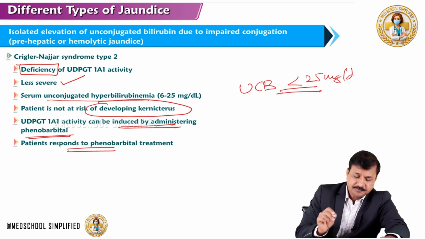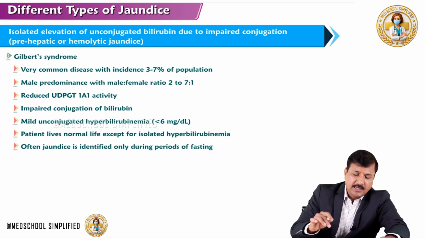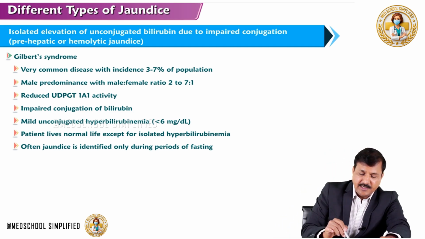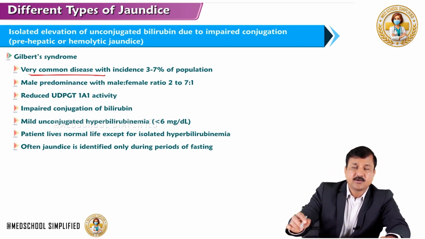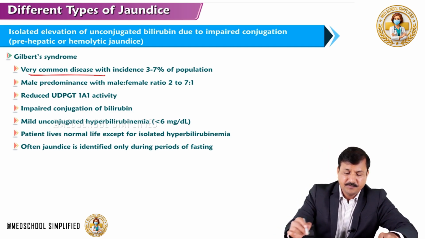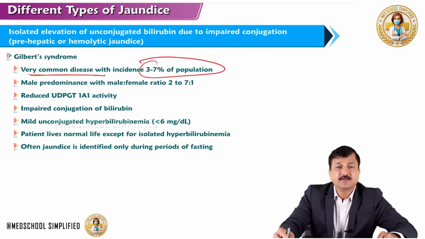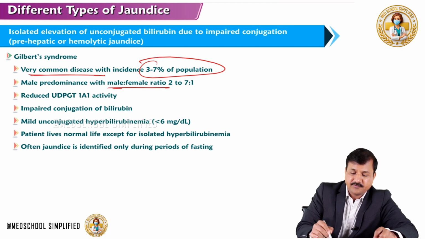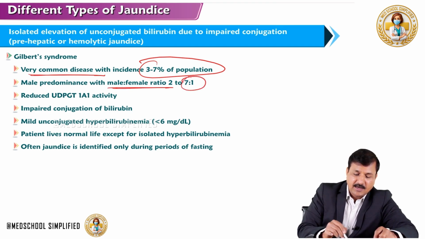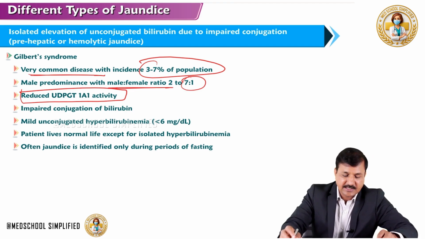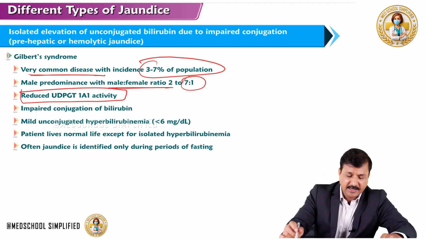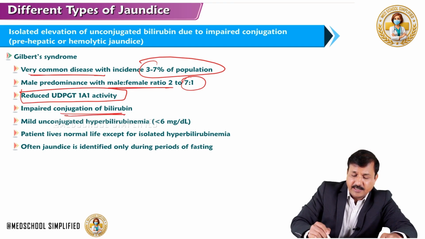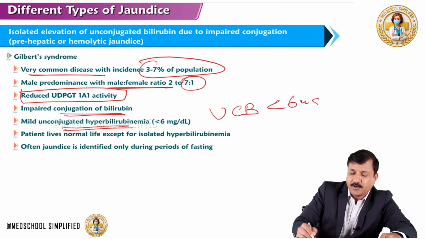Remember that point here. Now coming to Gilbert syndrome. Gilbert syndrome is very common compared to Crigler-Najjar type 1 and type 2. 3 to 7% of population may have Gilbert syndrome, and there is a male predominance. Male to female ratio is 7:1, and reduced activity of UDP-GT1A1 is seen here because of mutation in the TATA box and all that. So impaired conjugation of bilirubin in the liver is seen, and the type of UCB, unconjugated bilirubinemia, is usually less than 6 milligram per deciliter.